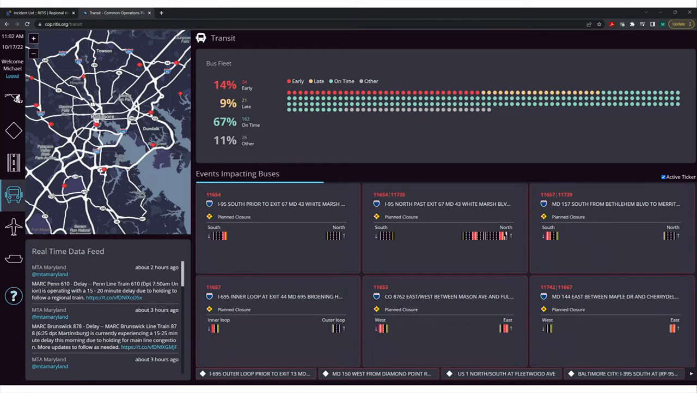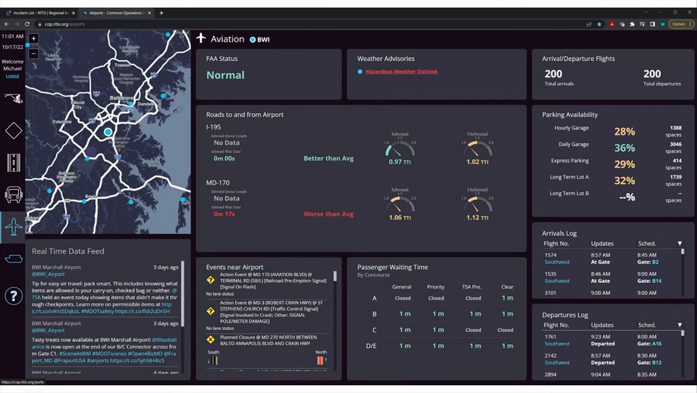If you don't want to see all the modes, or all of the transit systems, maybe you're just responsible for a certain bus system, you can go down and look at just that bus fleet and see it, and again, see which incidents are impacting which bus routes down below.